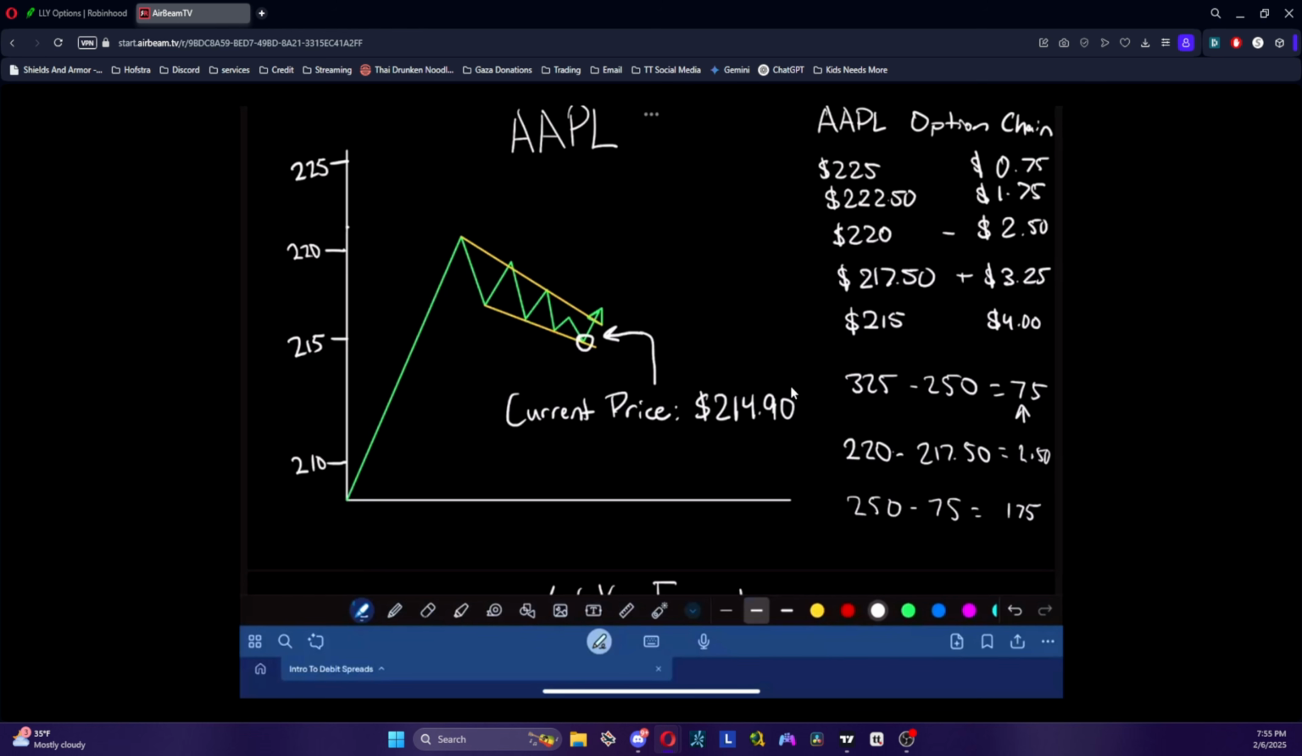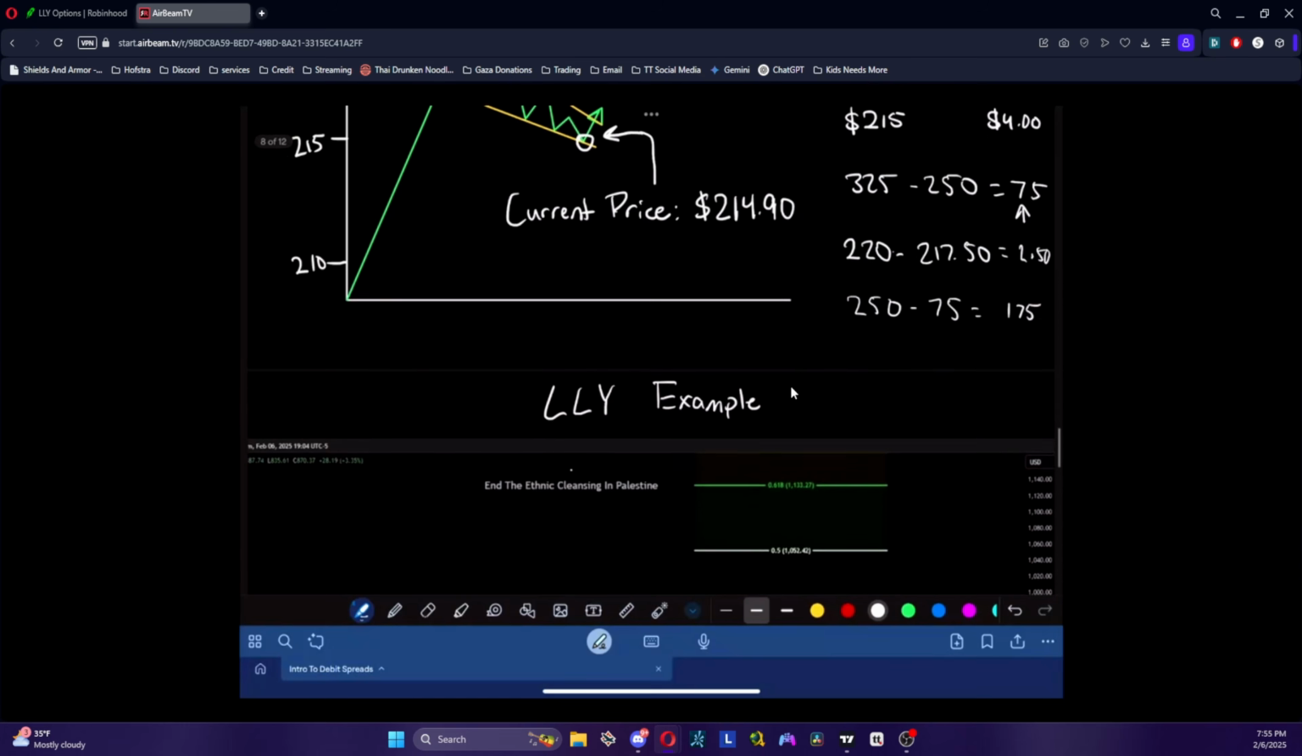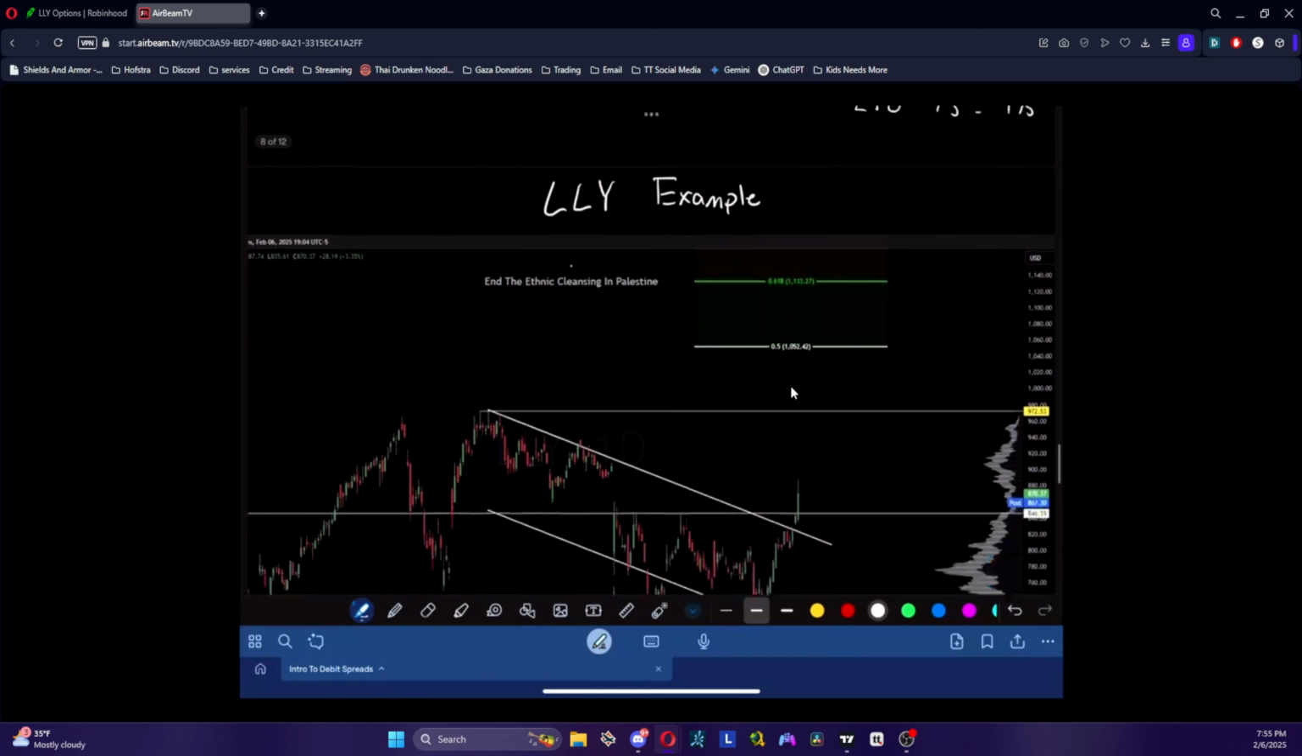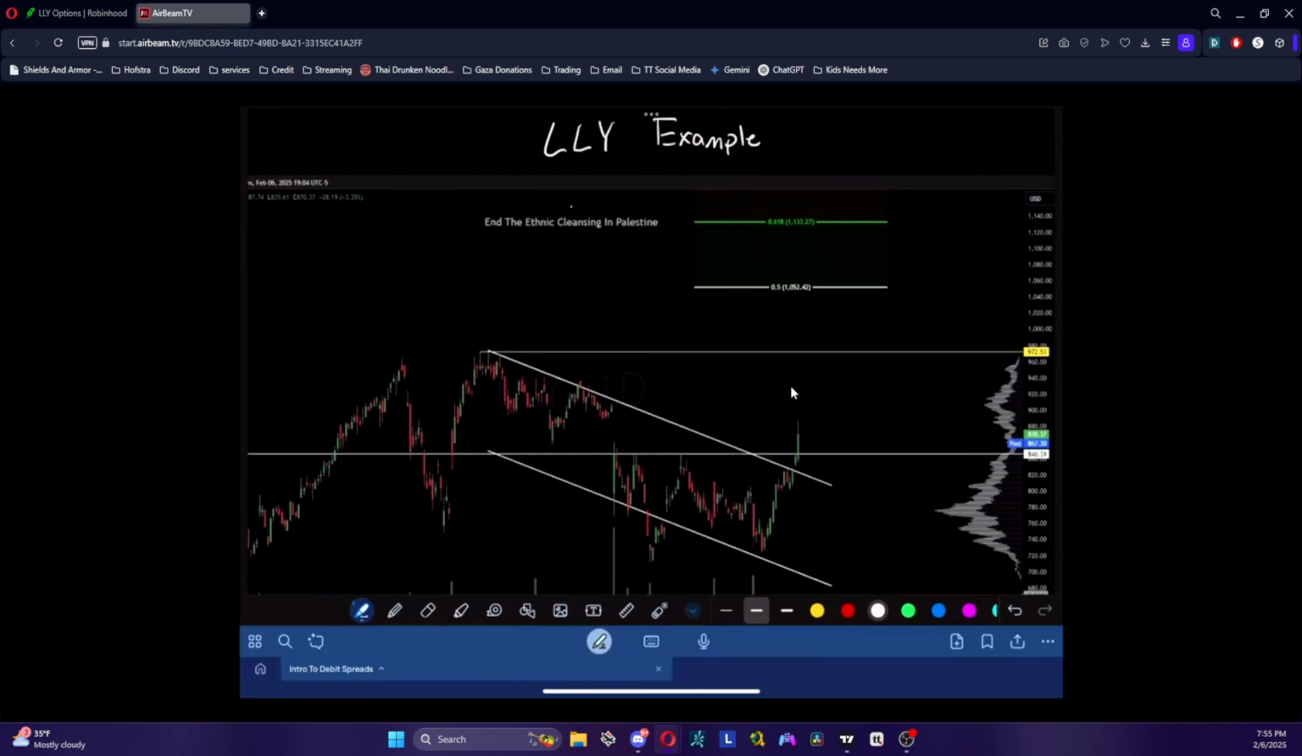So that's basically the simple math of how debit spreads work. All right, I'm going to move on to an example of a call debit spread that I honestly wish I took today.